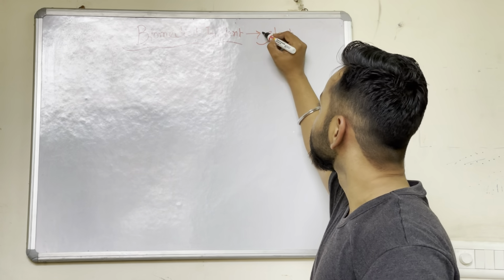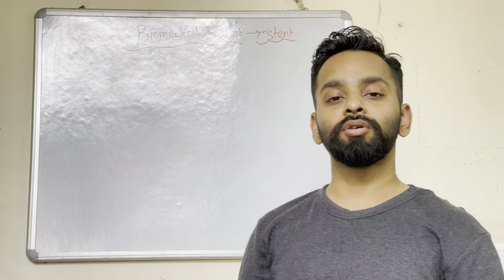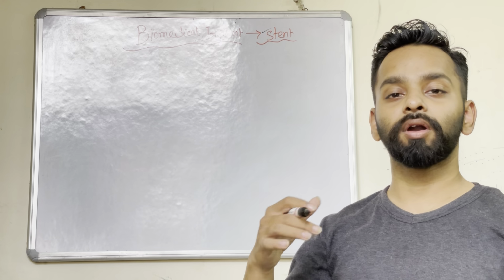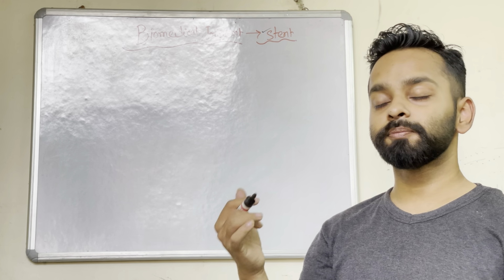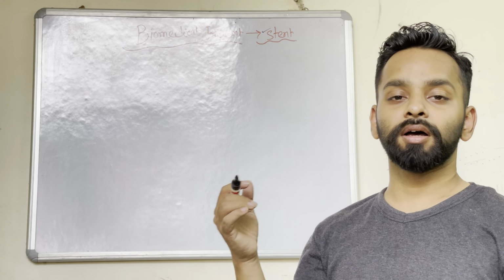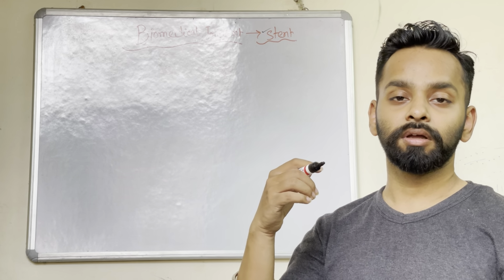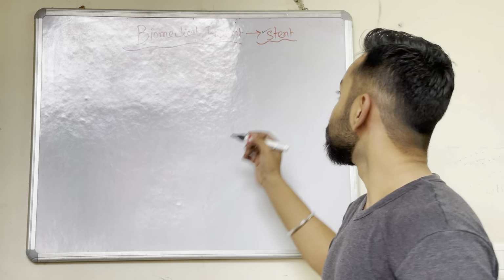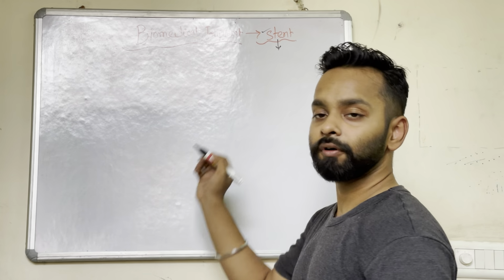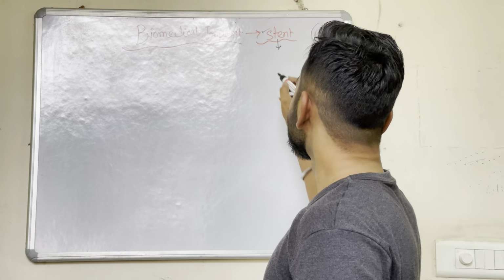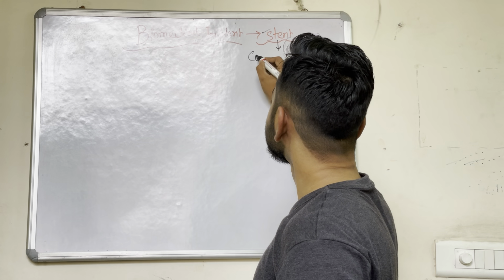So, a stent as a biomedical implant. What is a stent? What are they actually used for? In particular we'll be discussing stents which are used in cardiovascular therapy, which is the stent for coronary arteries, or the coronary artery stent.